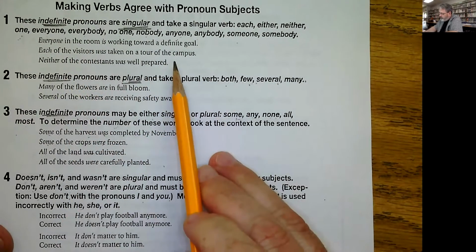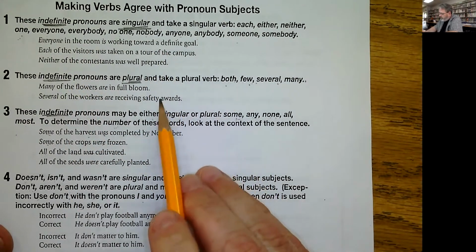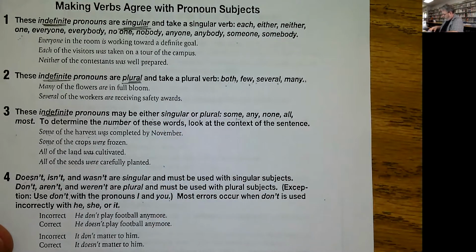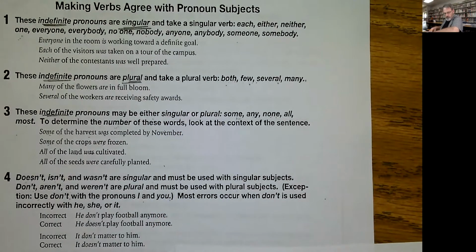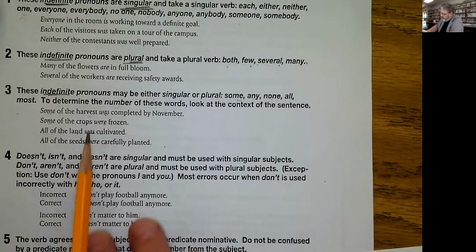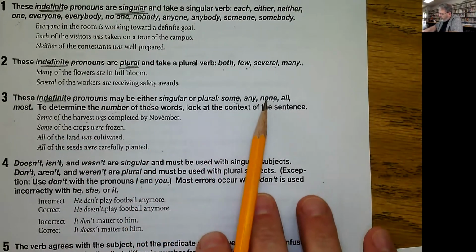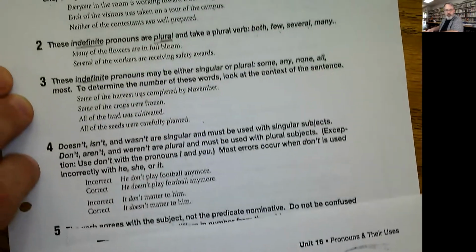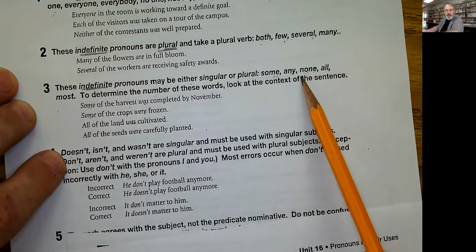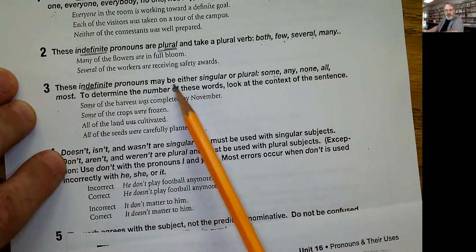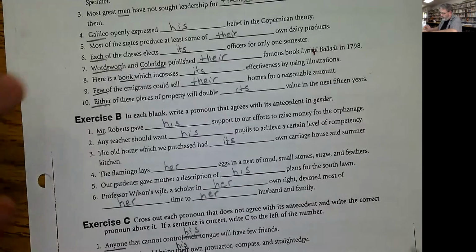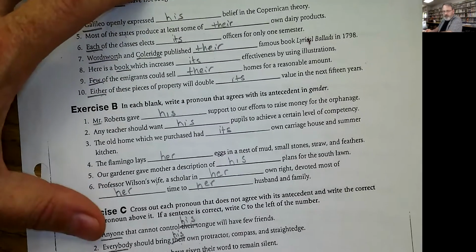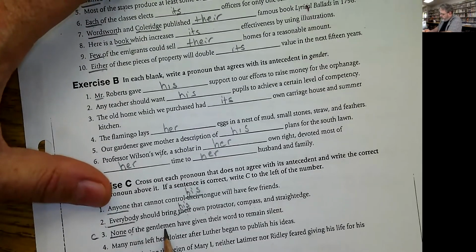Let's see. Indefinite pronoun none can be either or. Did you see that? None is indefinite and can be either singular or plural. So you have to look at the prepositional phrase that follows. Gentlemen is plural, so there should be plural, and it is.